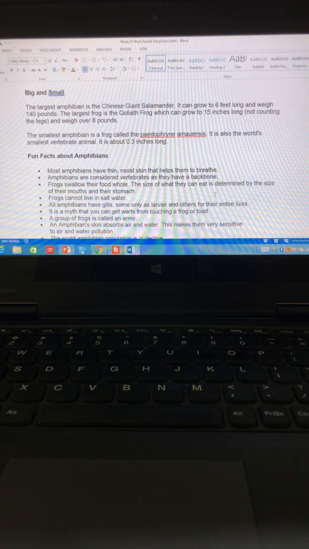Big and small. The largest amphibian is the Chinese giant salamander. It can grow to 6 feet long and weigh 140 pounds. The largest frog is the Goliath frog, which can grow to 15 inches long, not counting the legs, and weigh over 8 pounds. The smallest amphibian is a frog called the Paedophryne amauensis. It is also the world's smallest vertebrate animal. It is about 0.3 inches long.